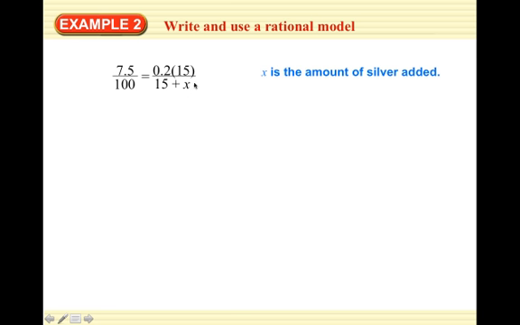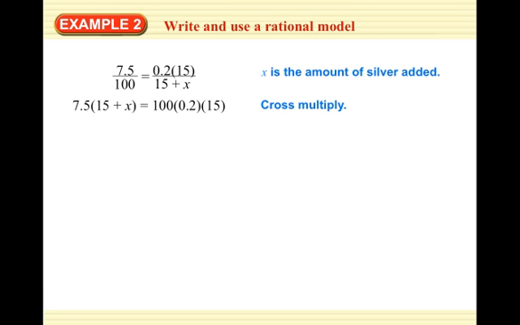And we want to add silver. We don't know how much, but we want to keep adding it until we get to only 7.5% of the resulting mixture being copper. So we're starting off with 20% copper, but we want to keep adding pure silver until we get to 7.5%. And so we will end up with 15 plus x as the total amount of substance, the total amount of weight in our final sterling silver, little blob or block of sterling silver.